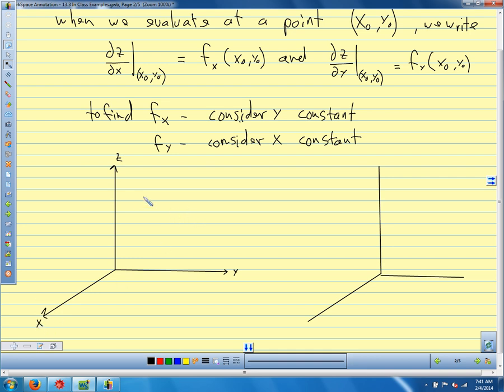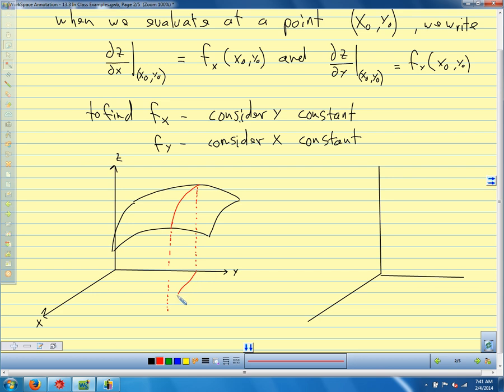So here's our surface up here above the xy plane. And I'm going to draw a curve on this surface. And I'm going to project this down onto the plane. So this is the line y equals some constant, y equals y0. The partial derivative with respect to x gives us the slope of this curve.